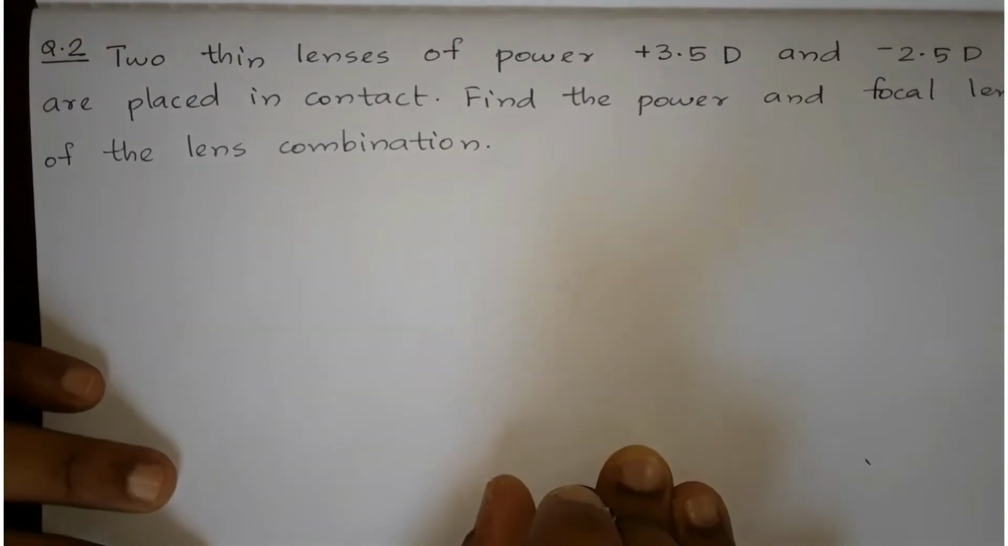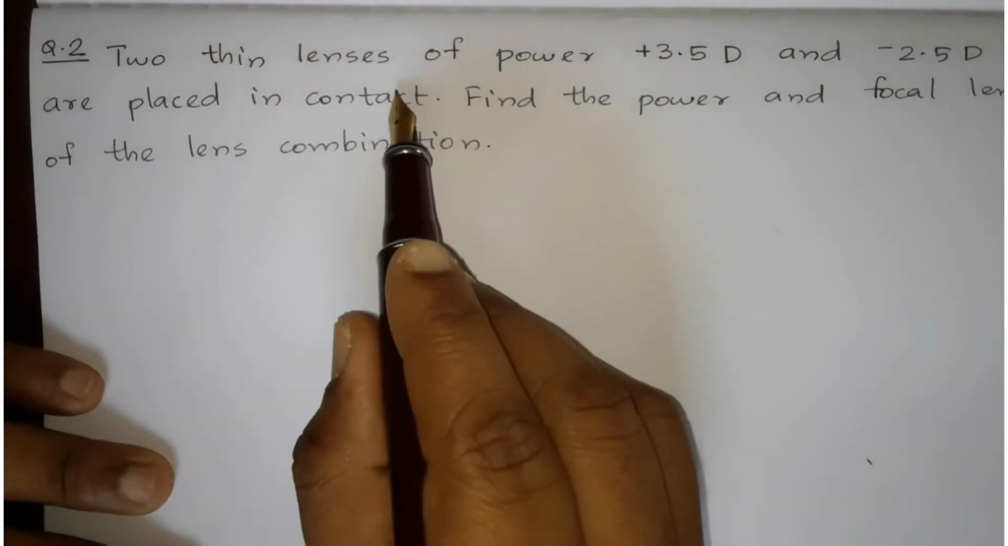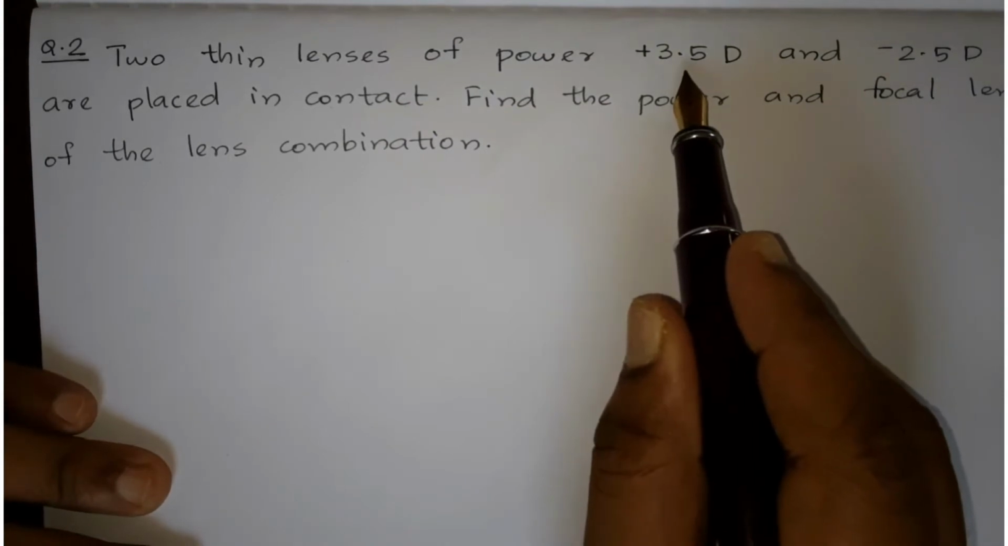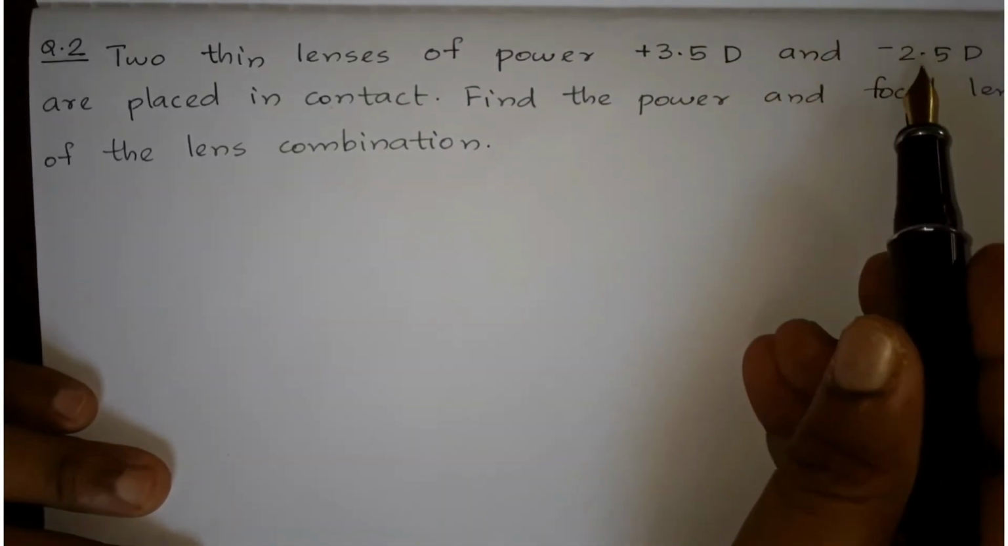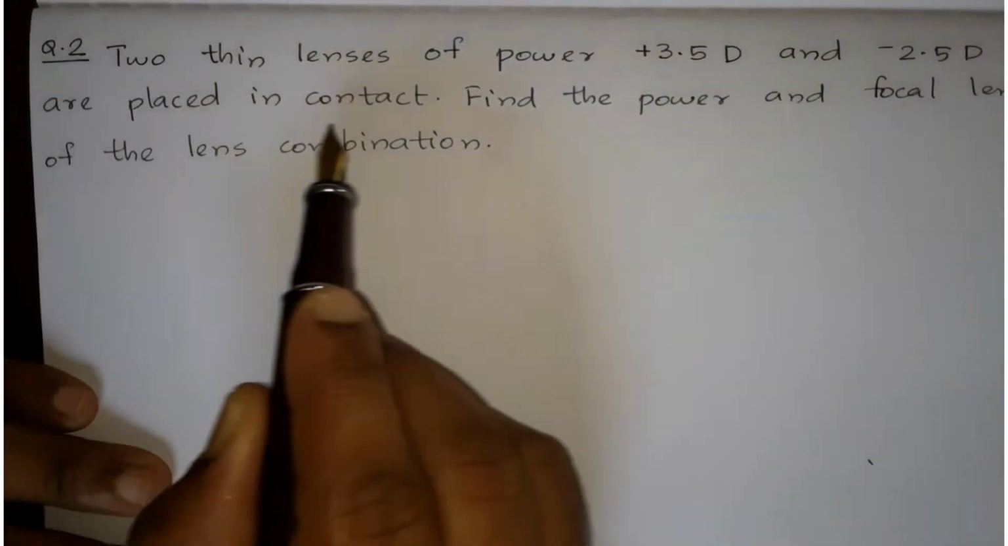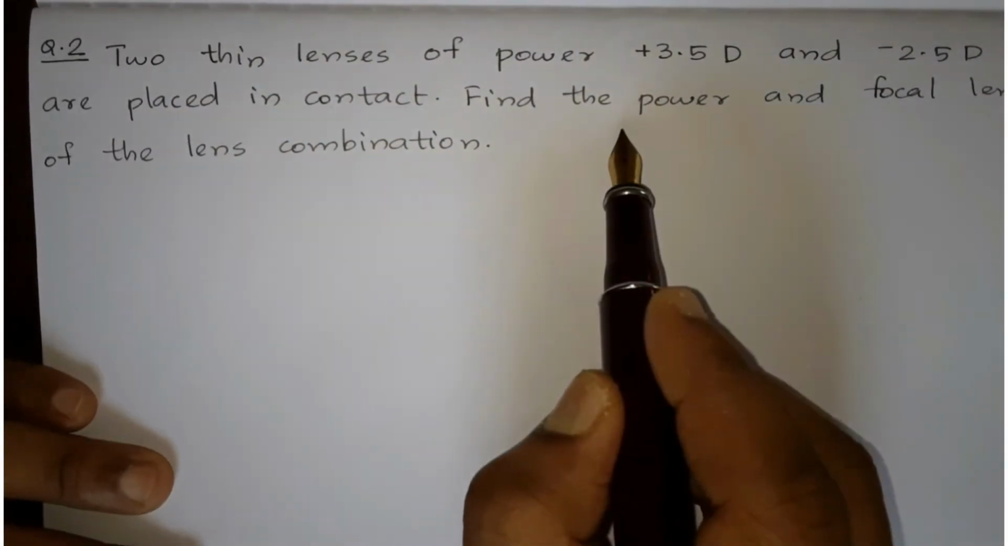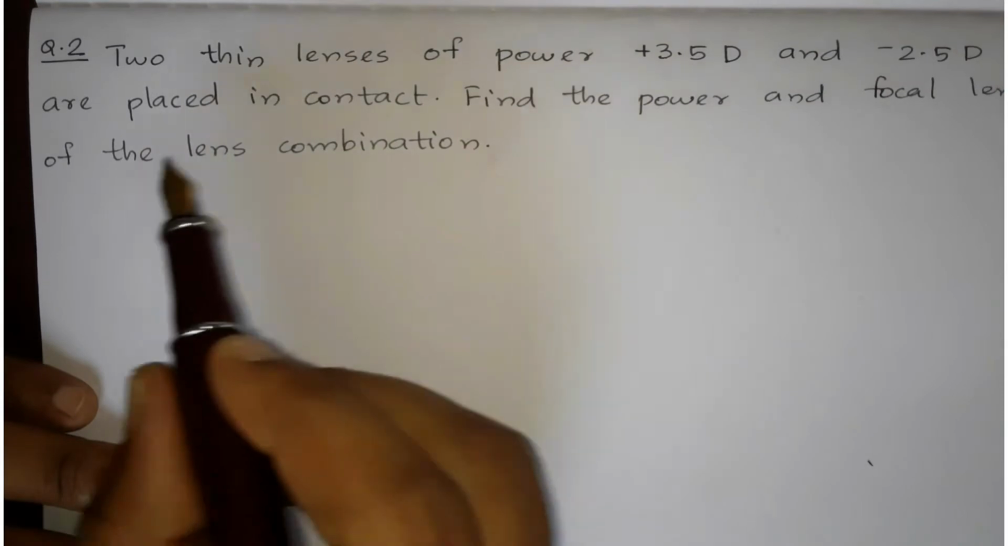This is our second question. Two thin lenses of power plus 3.5D and minus 2.5D, positive and negative powers, are placed in contact. Find the power and focal length of the lens combination.